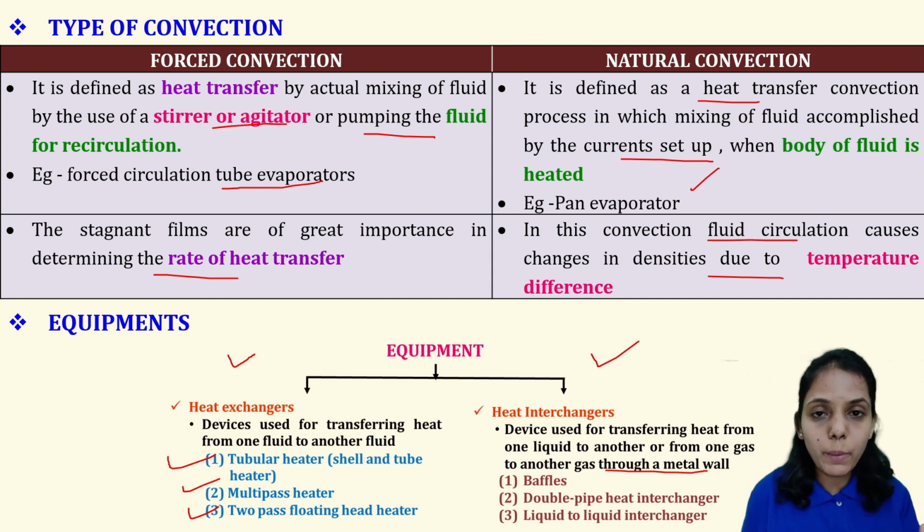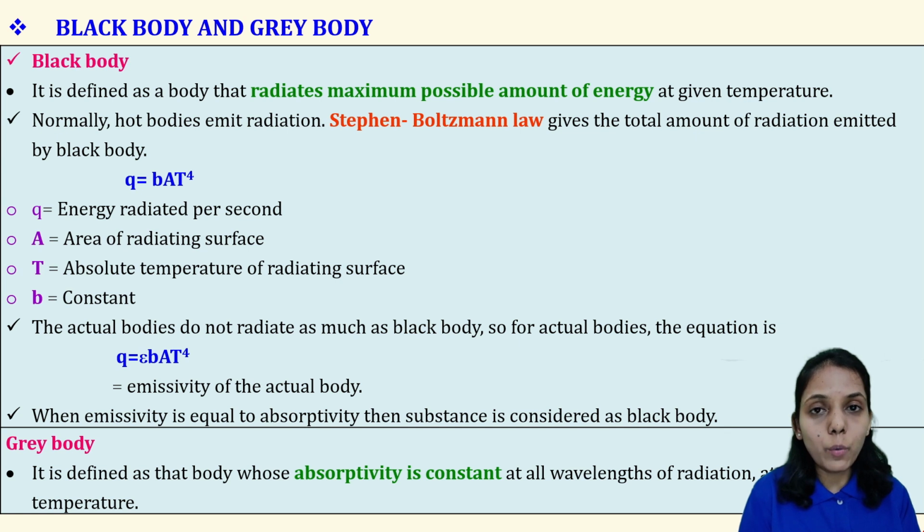So there will be some baffles, double pipe heat interchangers, liquid to liquid interchangers. These all involve a metal wall in between, hence it is known as a heat interchanger.